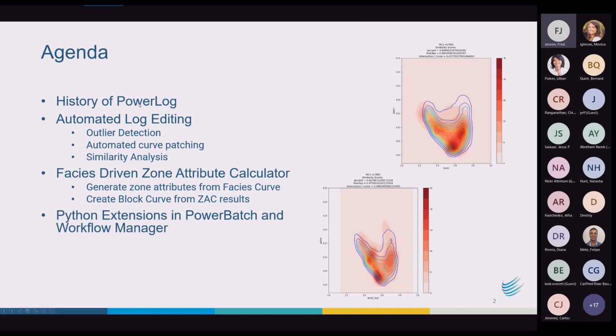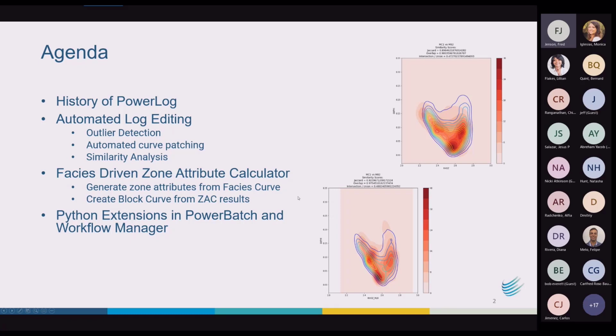So here's the agenda. We're going to go through a quick history of PowerLog. I'm doing that in case anybody present isn't aware of the history of PowerLog. And then we're going to go into some automated log editing, which we've really been focusing on because we had a lot of input that said that's something people are interested in. We're going to look at outlier detection, automated curve patching, and similarity analysis.